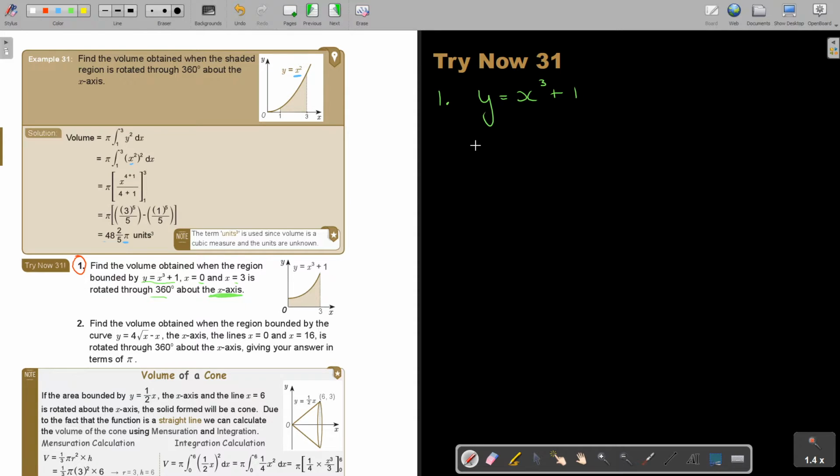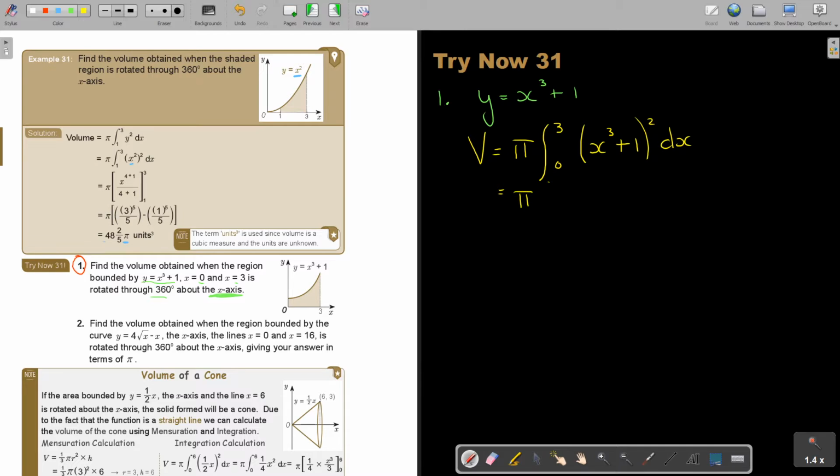So if I want to find that volume, don't forget always your pi, okay? Then it's between 3 and 0. Then don't forget to take your function and to square it. I forgot, I said square, but I didn't write.